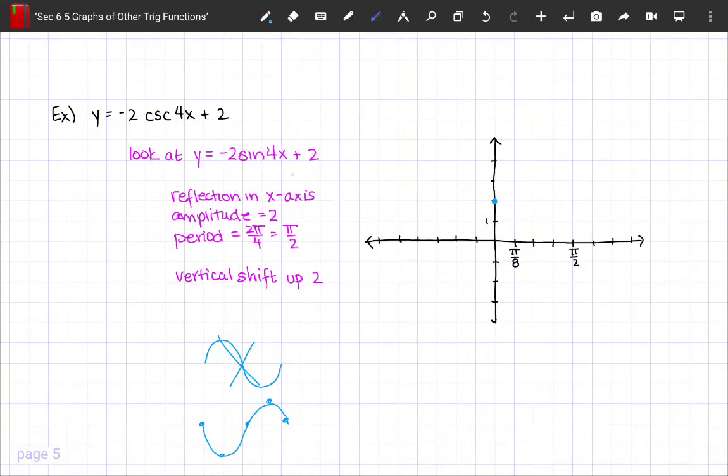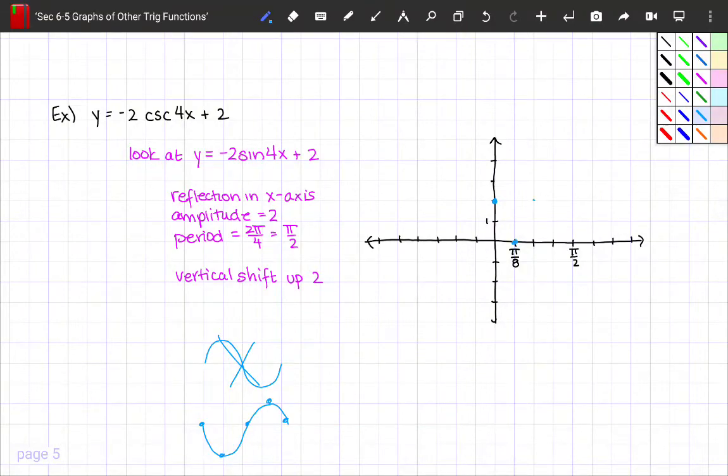So I'm going to start up here. Now remember, my amplitude is 2. So I'm going to start up here and go down 2, back to the middle, up 2, back to the middle. Down 2, back to the middle, up 2. And I'll do the same thing backwards. Up 2, back to the middle, down 2, back to the middle, up 2, back to the middle. And that's where my sine graph would go. Now, it's not really my graph. So I'm just going to put a dotted line here.